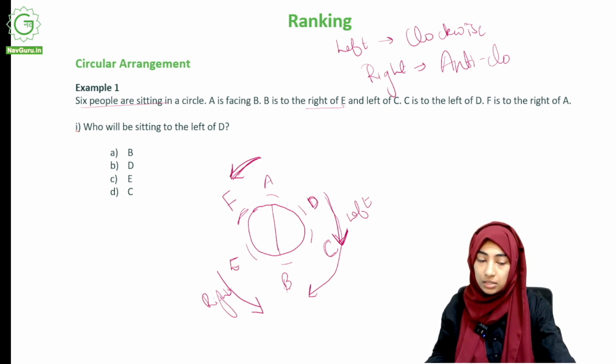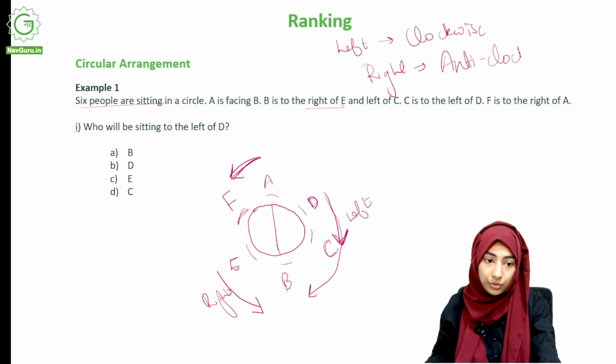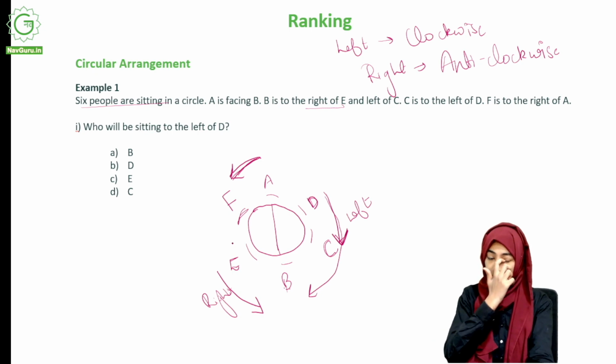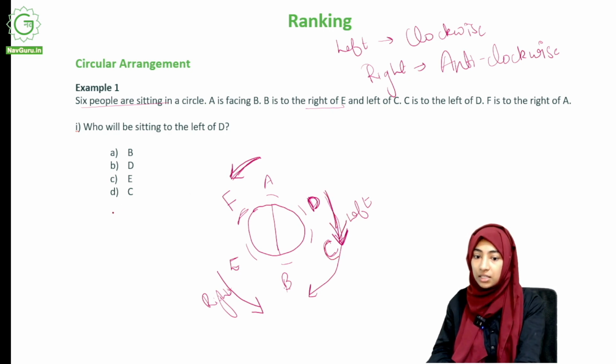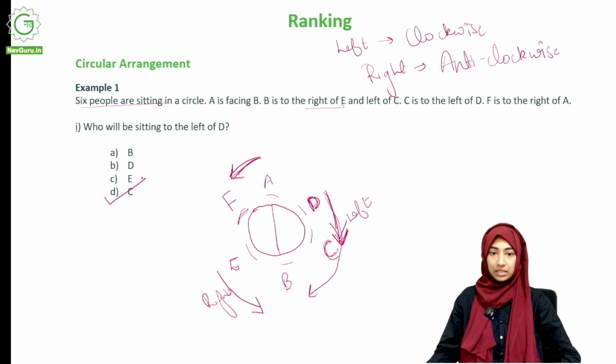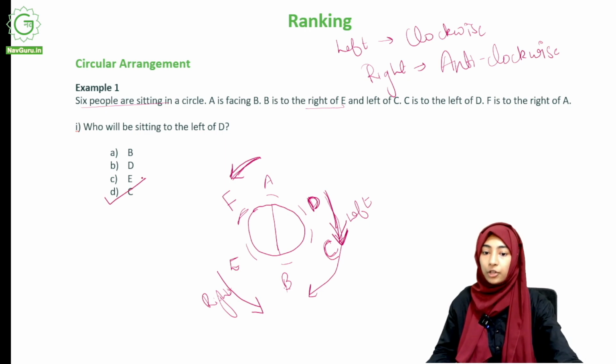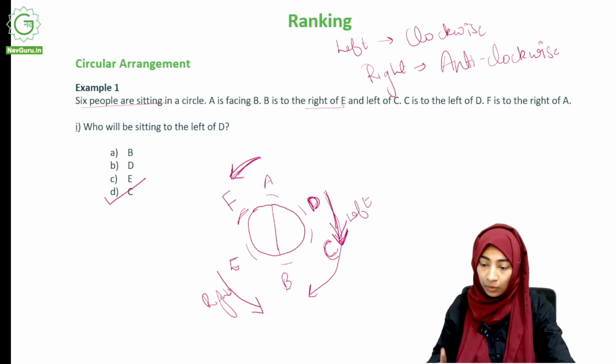Yeah. So for right, you draw an anti-clockwise arrow, okay. So basically, you go to D. How do you find the left of D? You draw a clockwise arrow. That is this. This gives you C. So who will be sitting to the left of D? C will be sitting to the left of D, okay. You're done with that. You have gotten the answer.